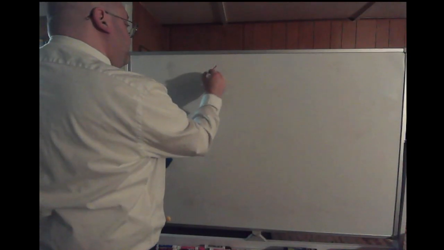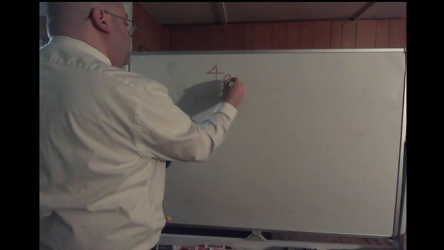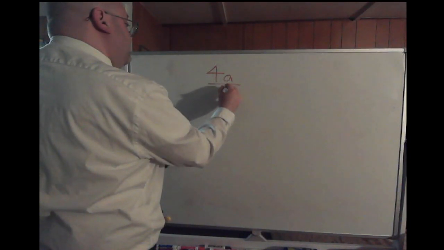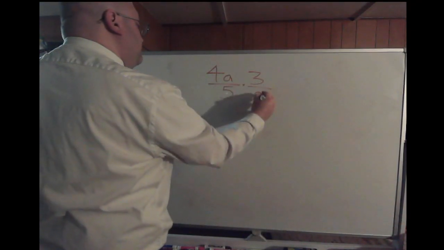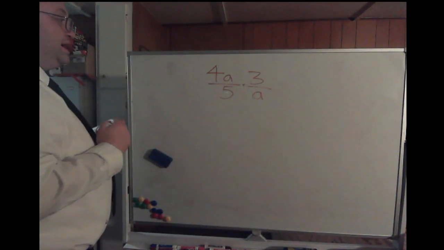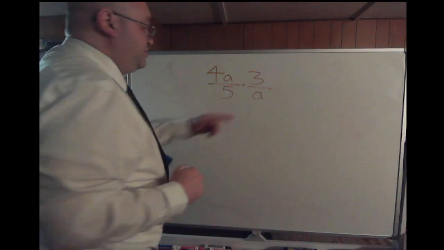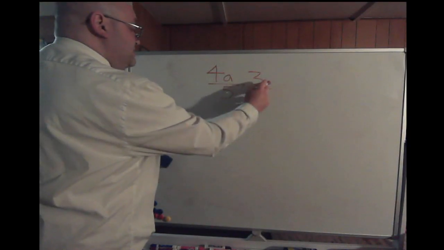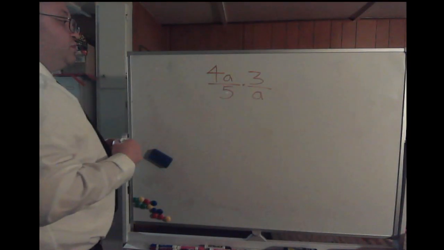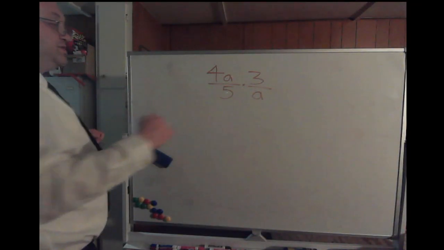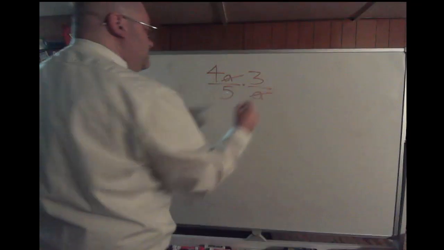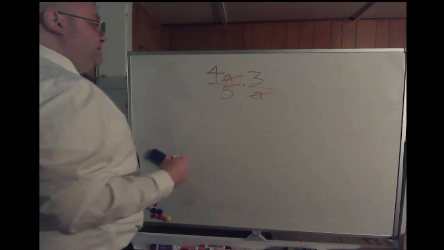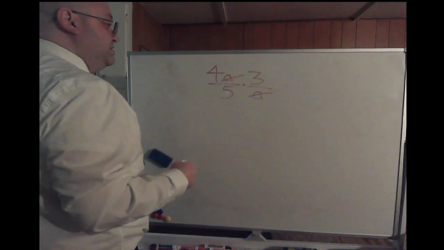So we have 4a over 5 times 3 over a. Well, okay, so now we have variables introduced. So 4a over 5 times 3 over a. What should jump out at you right away is there's a common a between the numerator and denominator that'll cancel out. That'll cancel out. Does anything else cancel out?